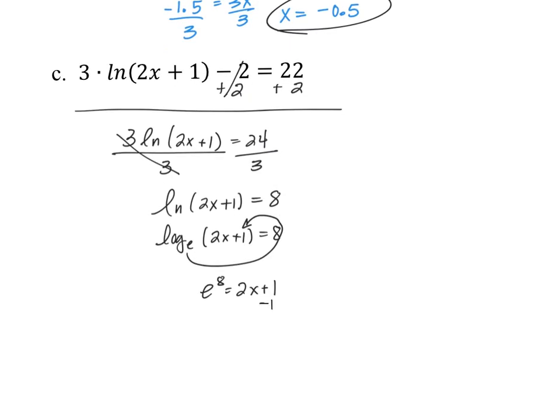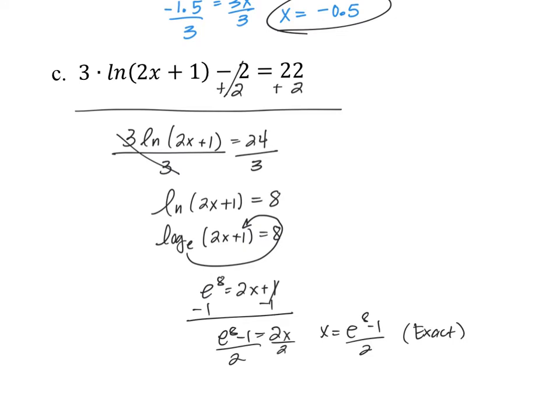So we would subtract 1. E to the 8 minus 1 equals 2x. Divide by 2. X equals e to the 8 minus 1 all over 2. This would be your exact answer, remember. Now it did say to approximate, so your rounded answer would be about 1,489.98. That would be your rounded answer.